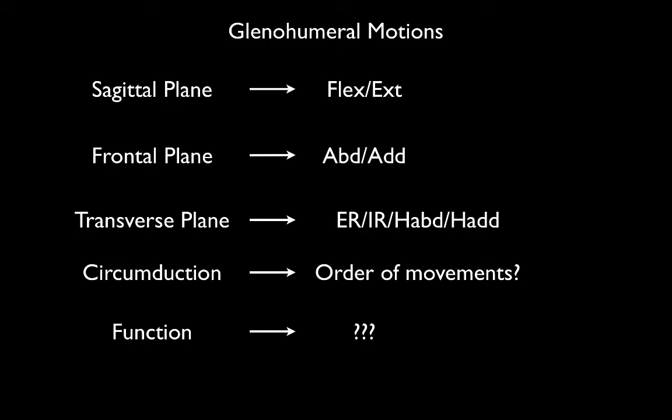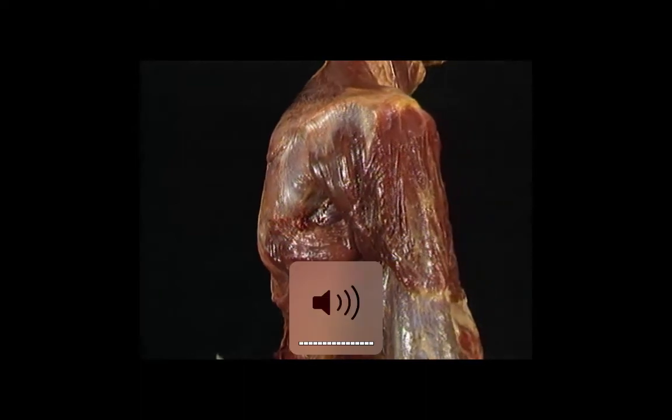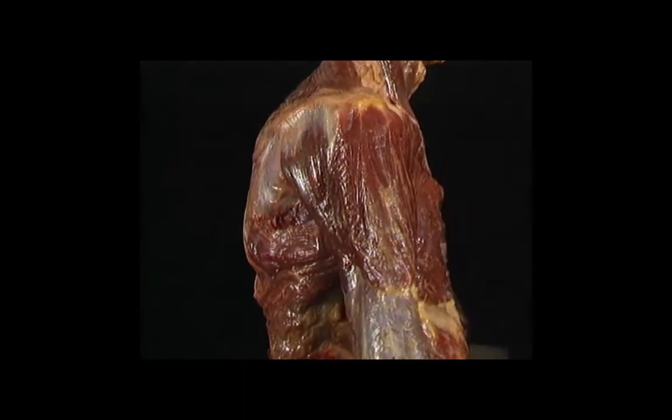Okay, this is part two of the shoulder complex lecture. We ended with the different motions that are allowed at the glenohumeral joints, and now I want to give you a chance to see them on an actual cadaver. Let's look at the movements that can occur at the shoulder joint.